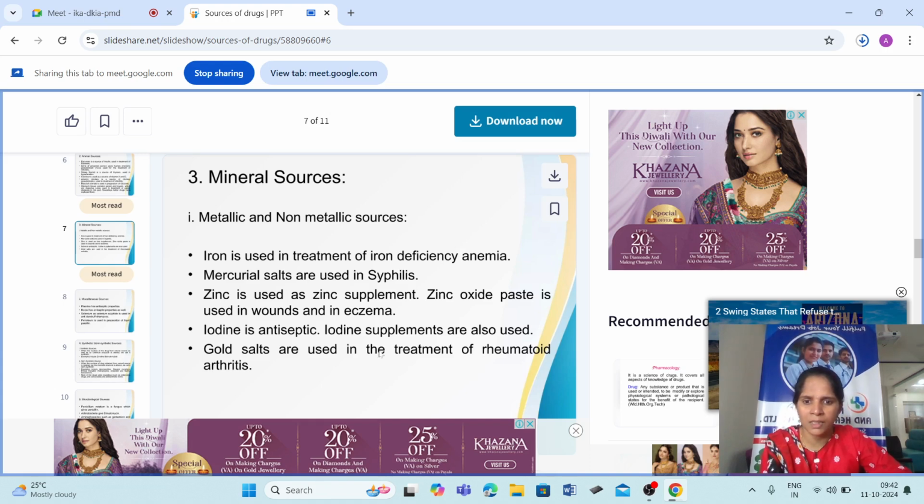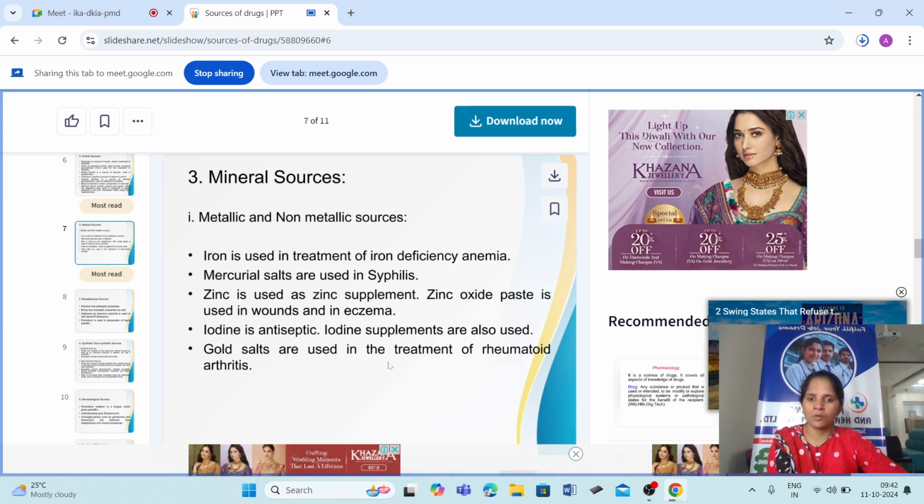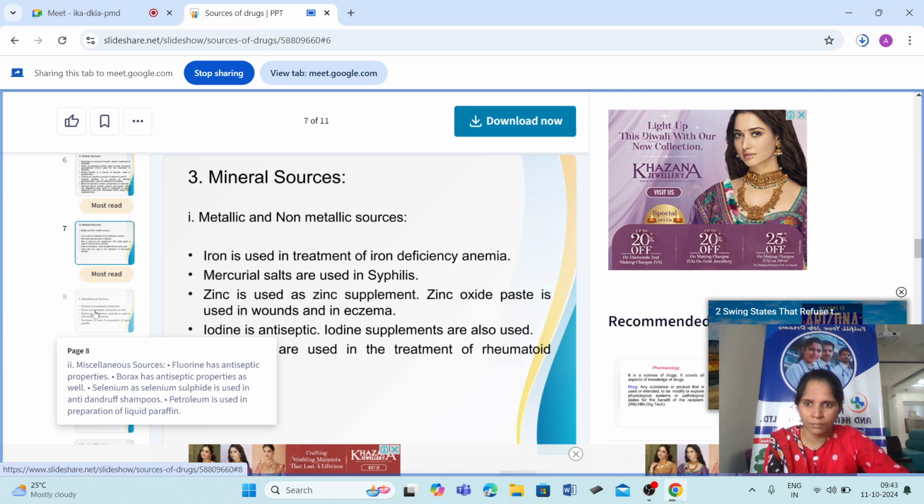And the other one is gold salts. Gold salts can be used in the treatment of rheumatoid arthritis. Rheumatoid arthritis is an autoimmune disorder that affects the knee. Manak mokala noppulu antaru. I think you heard this. Did you hear? Yes, ma'am. So gold salts can be used in treating rheumatoid arthritis.